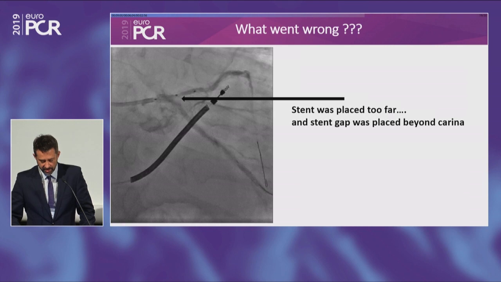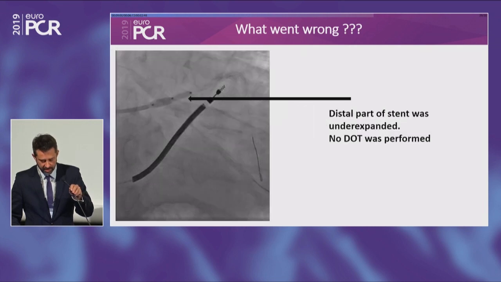The stent was placed too far. Of course, it was dictated by the clinical status of the patient, and the gap stent was placed beyond the carina. Of course, you can see it very well. The distal part of the stent was also unexpanded, so we can observe it very clearly.